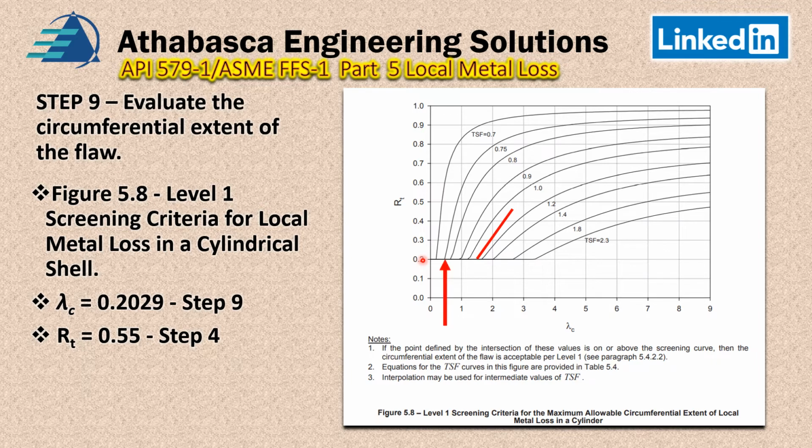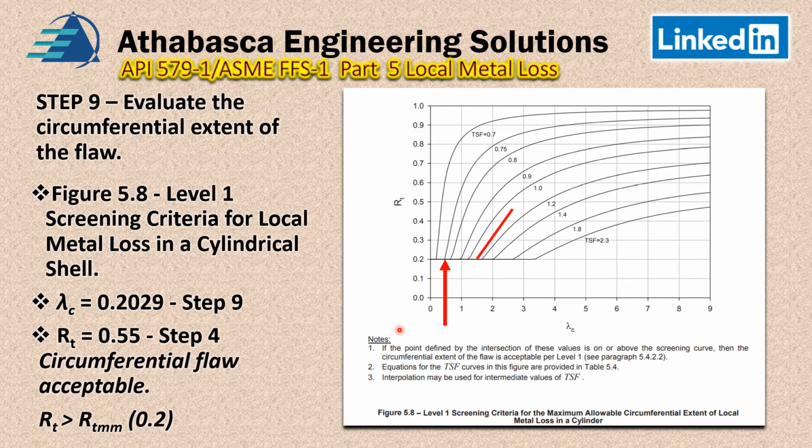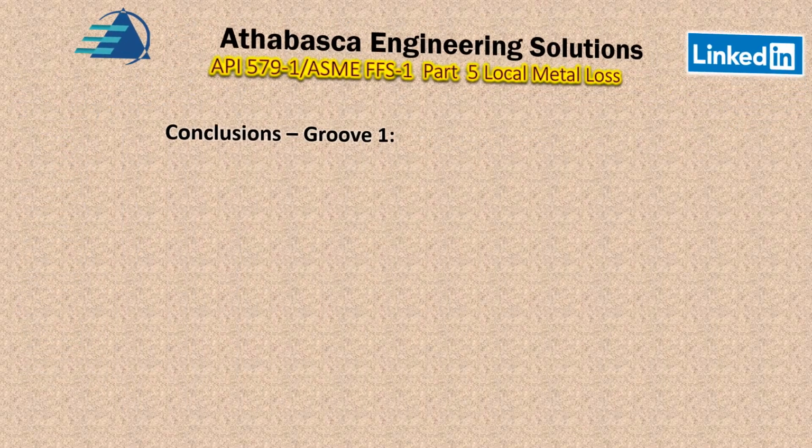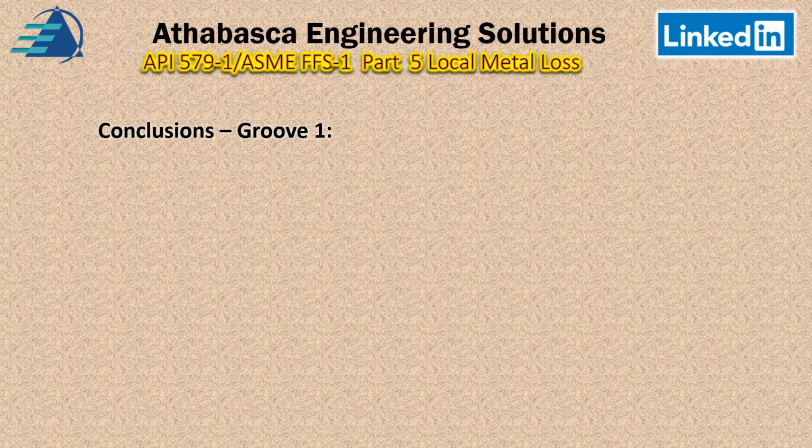So we do the math. We've got our lambda over here, which we calculated approximately, and then we do that, and we determined that the circumferential flaw is acceptable because RT is 0.55 and all we need is 0.22. So we are good. Lastly, we are done with Groove 1. What can we say about Groove 1? Well, we can say Groove 1 is acceptable. We've looked at it and we're fine.